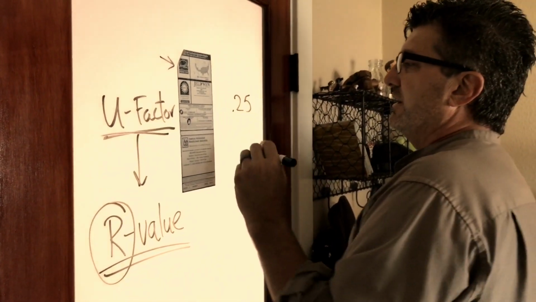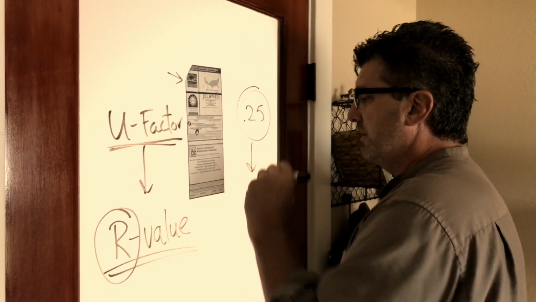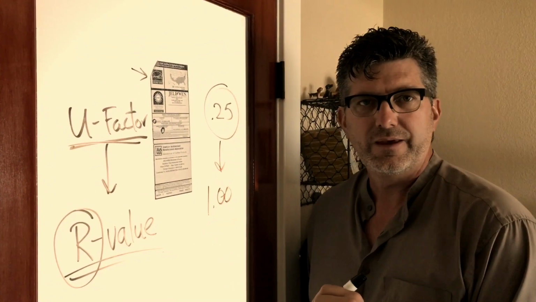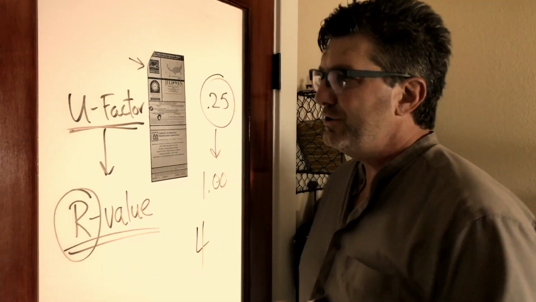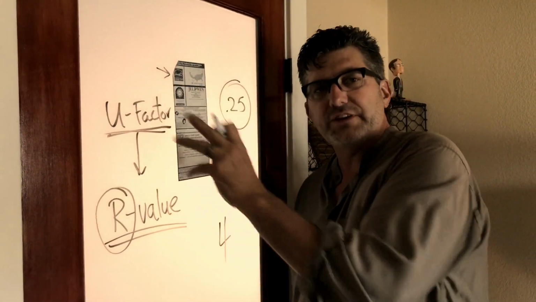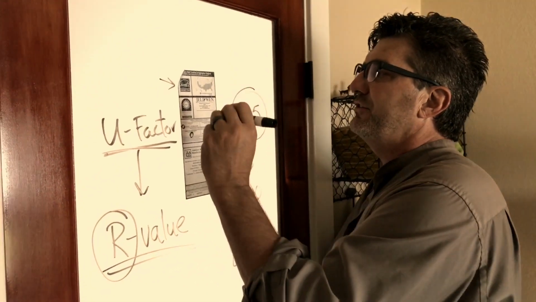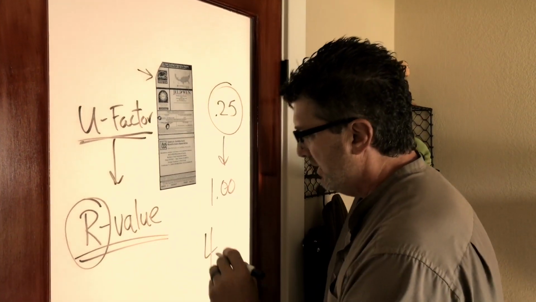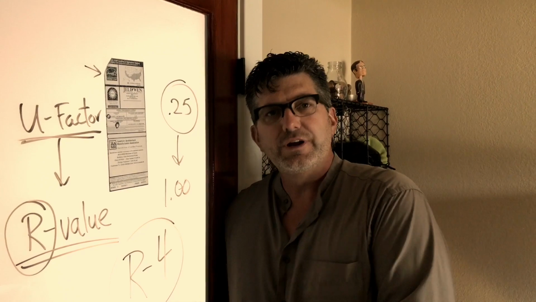Well, you ask yourself, how many times can you divide 0.25 into 1? What's the answer, kids? The answer is 4. And what does that tell you? It means all this gobbledygook put together basically means that this Energy Star NFRC approved window has an R value of 4. Now, do you know what else has an R value of 4? This wall from 1958 with absolutely no insulation in it whatsoever.